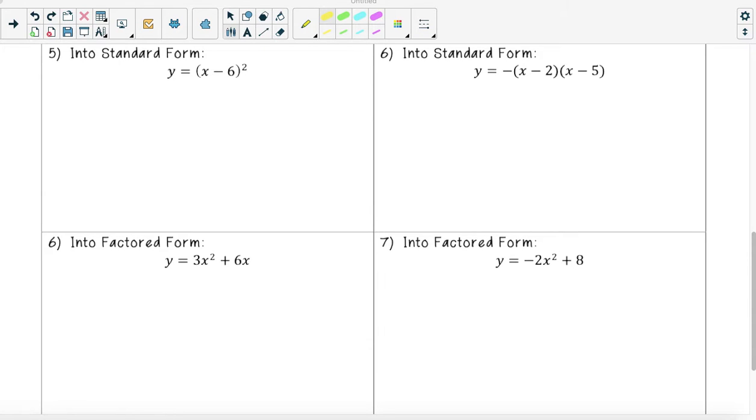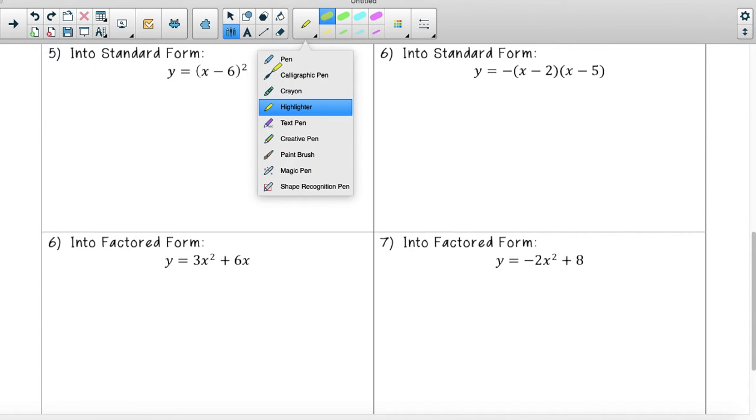This video is on factored versus standard form of quadratics. We are going to do 4 examples of rewriting the problem into the specified form, finding the x-intercepts, finding the y-intercept, and finding if it's a minimum or maximum.